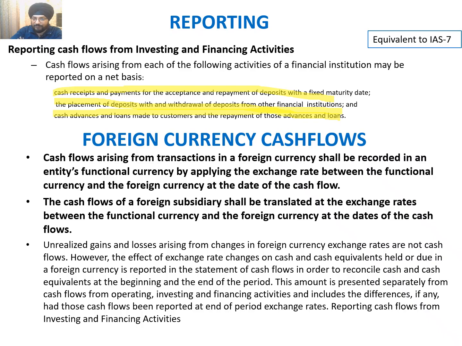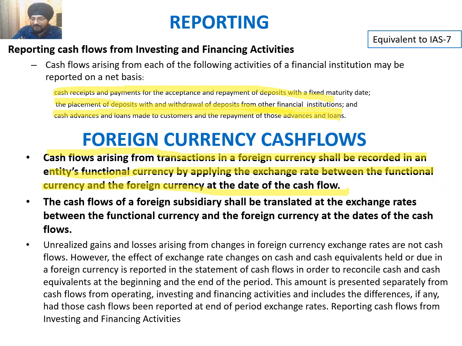Now we'll quickly talk about the foreign exchange cash flows. So foreign currency cash flows arising from a transaction in a foreign currency shall be recorded in an entity's functional currency by applying the exchange rate between the functional currency and the foreign currency at the date of the cash flow. Which means that any transaction entered into in a foreign currency needs to be translated into the currency in which the entity is reporting its numbers, at the rate at which the transaction happened.